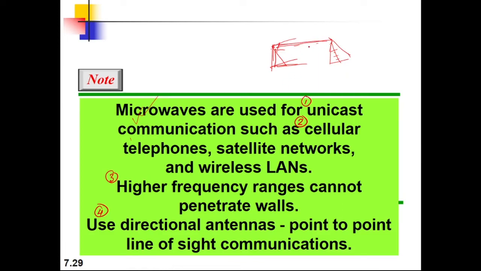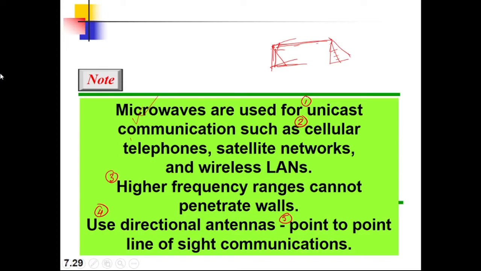If the lines are not straight, suppose this antenna does not directly send the signal to the other antenna, the positioning is not in the same line, so the antenna cannot get this type of wave. So here we have to use a directional antenna, and the connection is point to point, and this is line of sight communications. Okay, just note these points. So these are the features of microwaves.